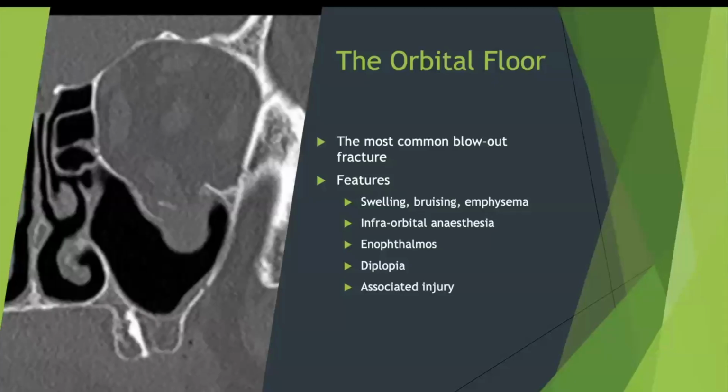So most commonly, like I said, you're going to come across blowout fractures of the orbital floor. The features here: patients are going to come in with some swelling, some bruising, and they may have some surgical emphysema. You may feel that gas along the cheek. They may have some anesthesia because the inferior division of the optic nerve runs along the inferior orbit. That can sometimes be damaged, so you might get some infraorbital anesthesia. They may have enophthalmos because the orbital floor has gone, so their eye starts to sink. Double vision because of restriction of the inferior rectus, and any associated injuries as well, because, bear in mind, these patients are coming in with trauma.